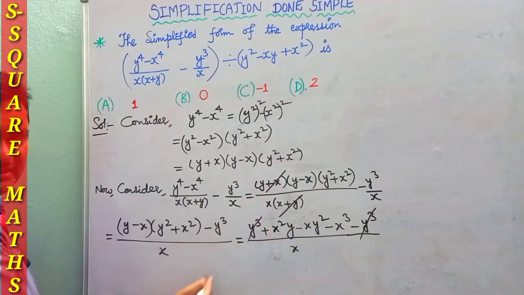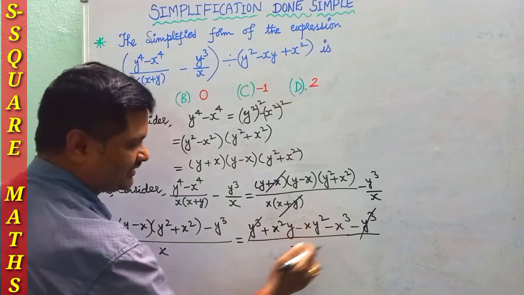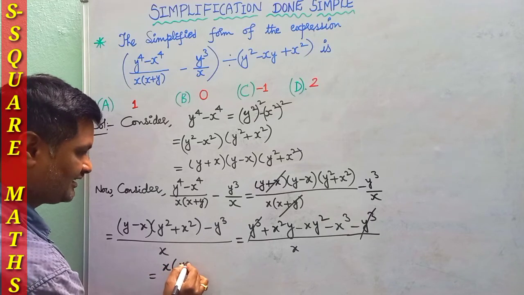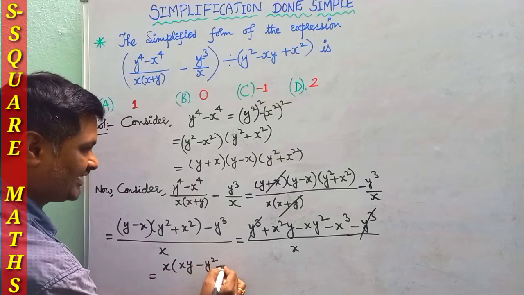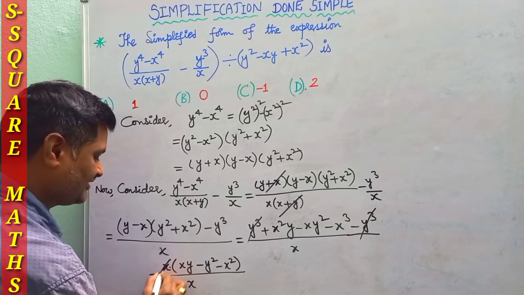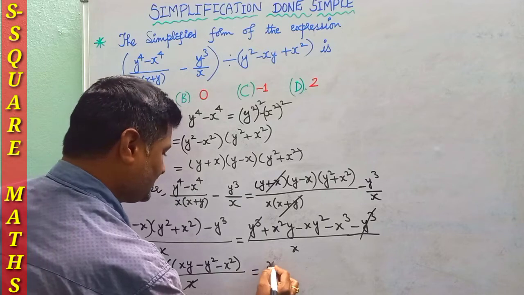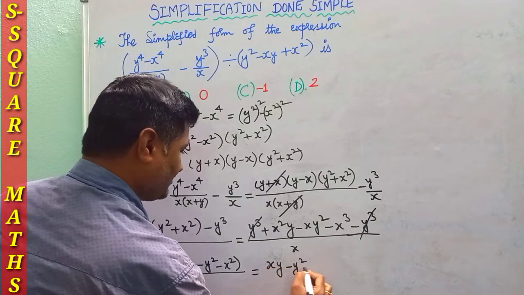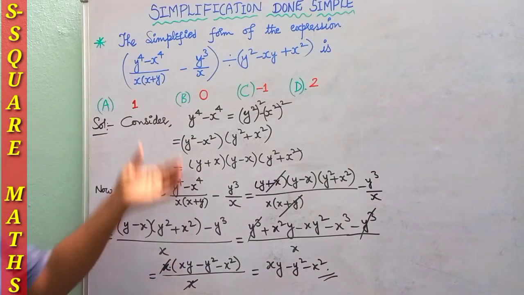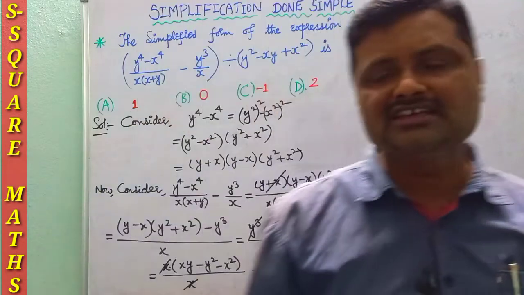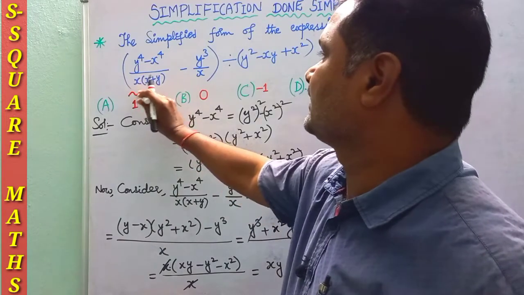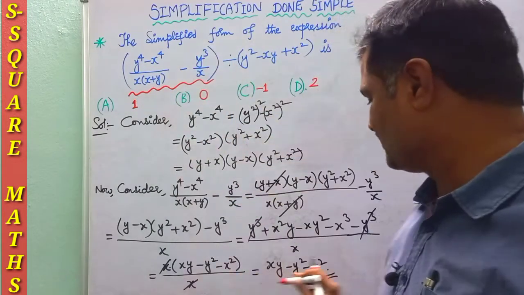If you observe carefully, in the leftover three terms I can take x as common, so x of xy minus y square minus x square by x. Since the operation is multiplication, I can cancel. The leftover part is xy minus y square minus x square. This is the major part. Only the numerator has been simplified so far.